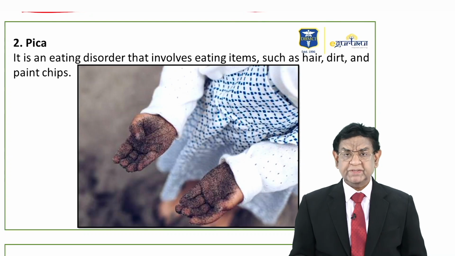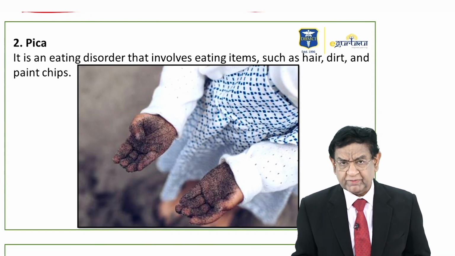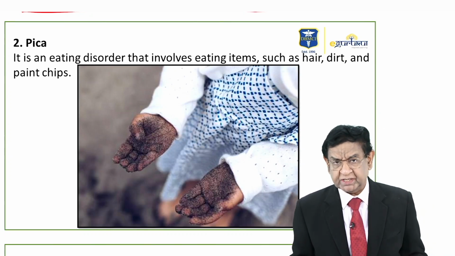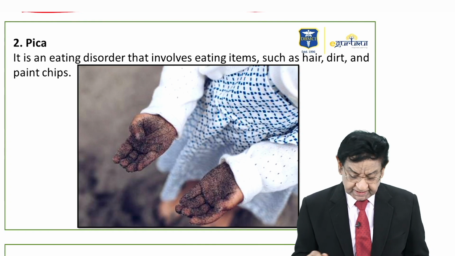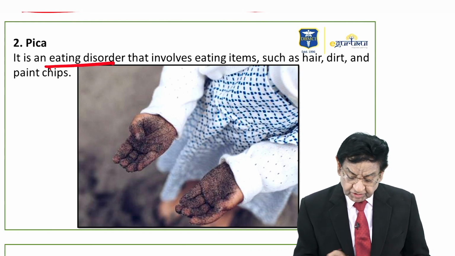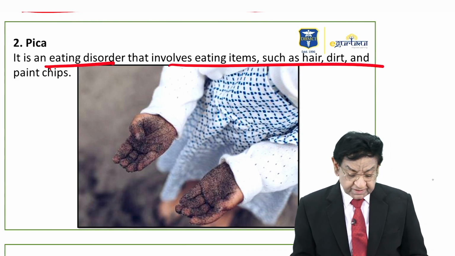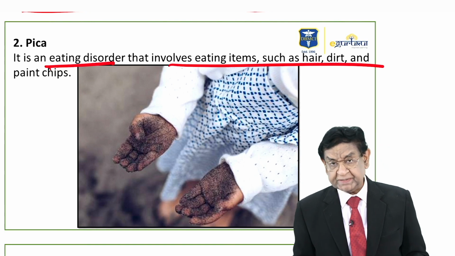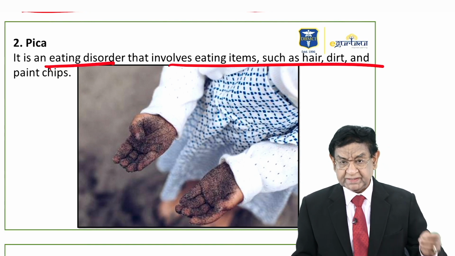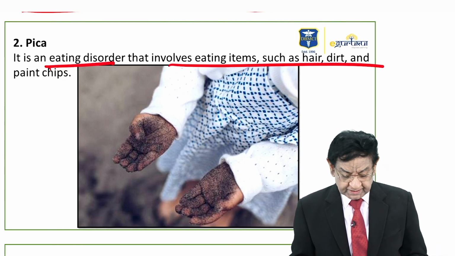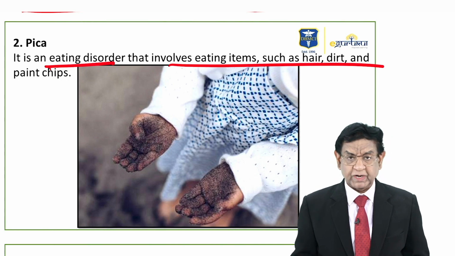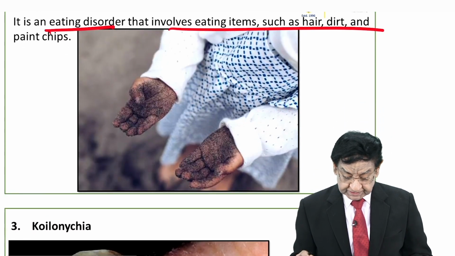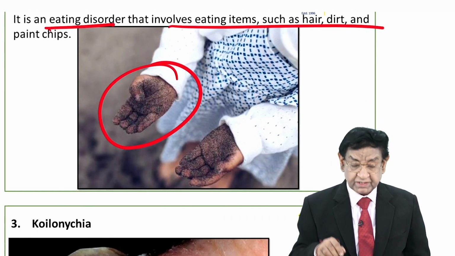Pica is common to see in those who have iron deficiency anemia, especially in children who play in the park outside. It's a type of eating disorder. They tend to eat hair, dirt, paint chips, etc., or maybe soil also. That pica is again due to iron deficiency anemia. You can see here the child is trying to eat the soil.